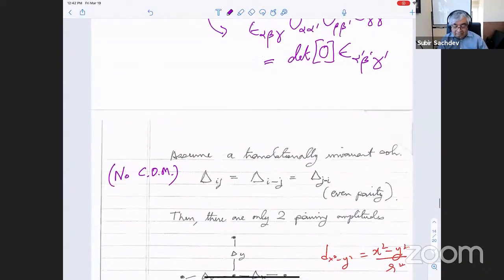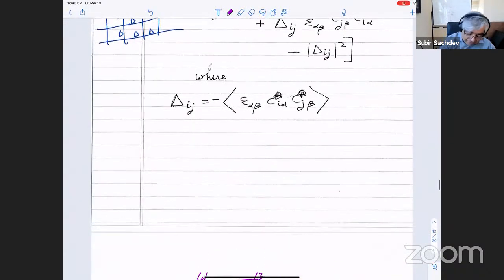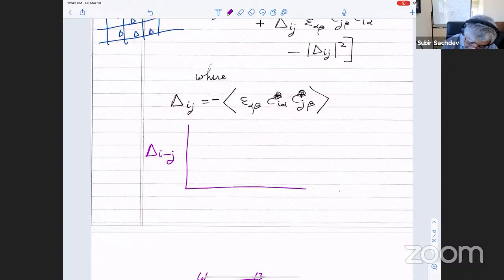Okay, so now you have a delta of I minus j, and you can plot delta of I minus j. It's a function of I minus j.